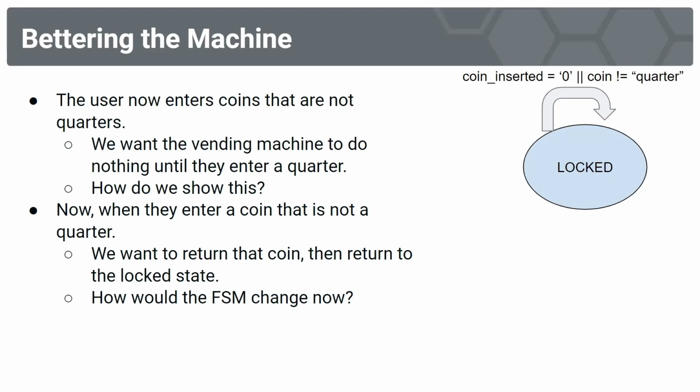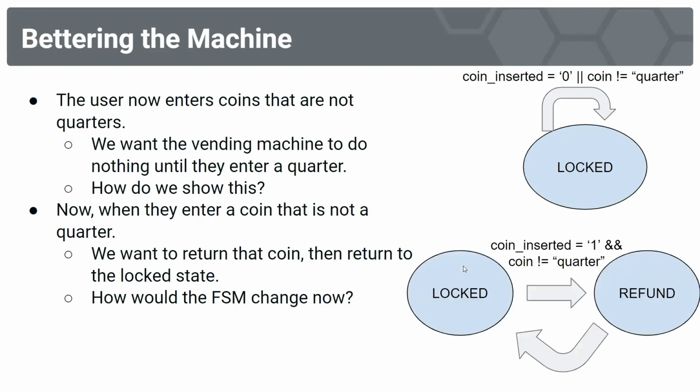Let's say if they enter a coin that is not a quarter, but we want to refund that coin. We can depict that through adding an additional refund state. So now instead, if a coin is inserted and the coin is not a quarter, we can move to the refund state, which would return back the coin and loop back to the lock state. Very simple.